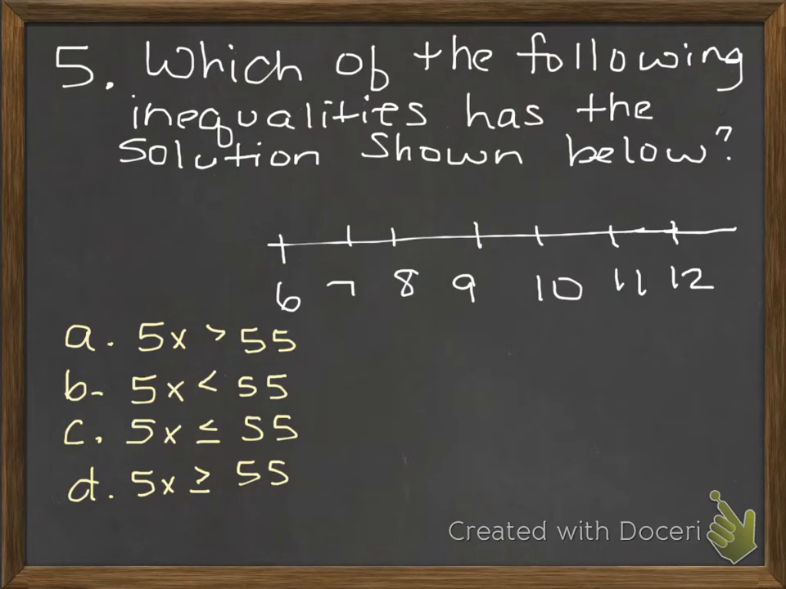All right, moving on to number 5. Which of the following inequalities has the solution shown below? Go ahead and copy the problem now, as you see it with the yellow dot and the yellow arrow going to the left. You want to copy the problem as you see it right now.